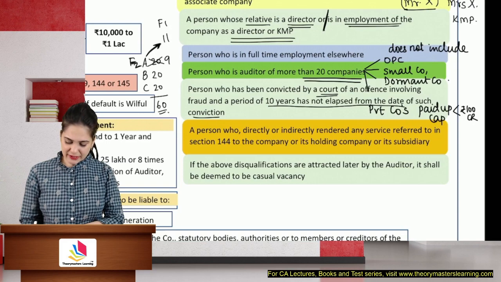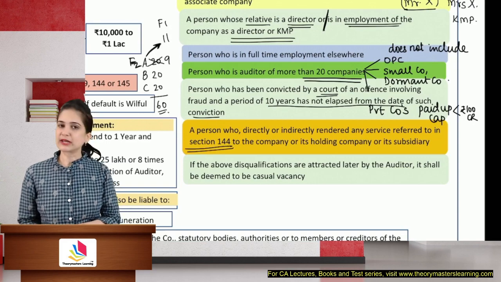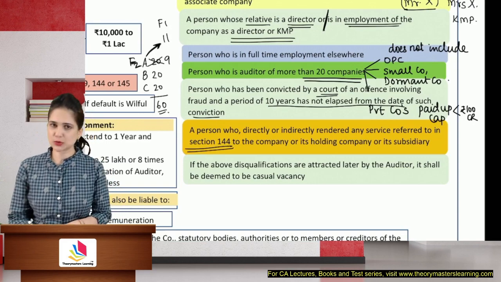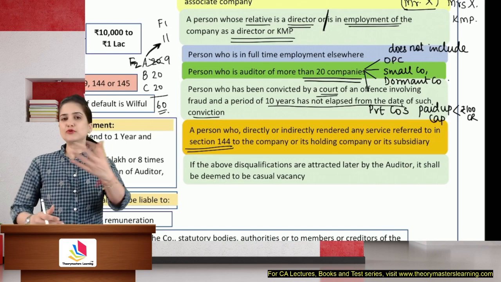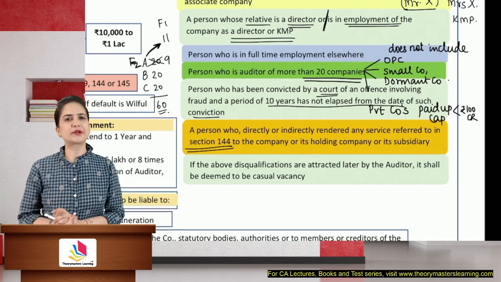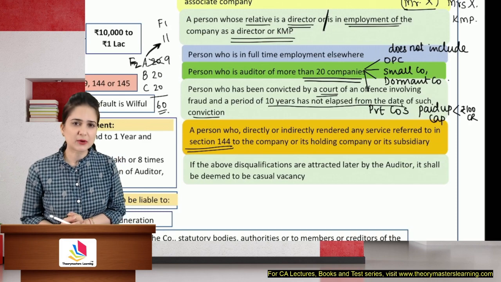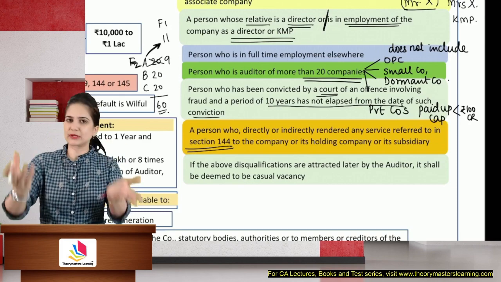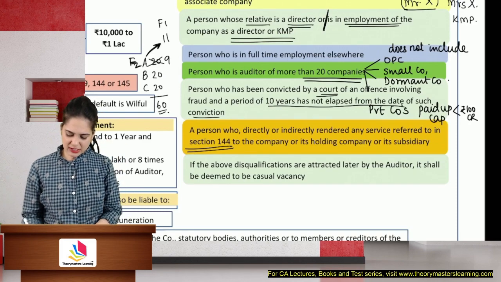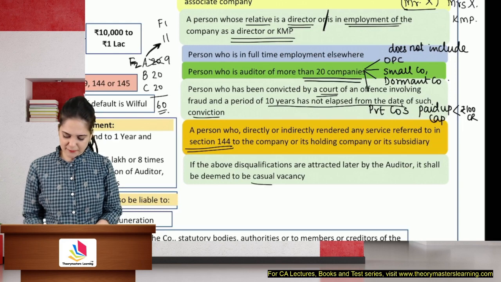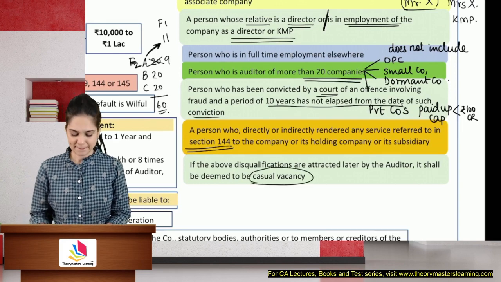Person who either directly or indirectly renders service as provided under section 144, you are disqualified. So if you are providing actuarial services, you cannot be the auditor. If you are providing financial services, you cannot be an auditor. And if you are an auditor, you cannot provide those services. If you attract the above disqualifications, it shall be deemed to be casual vacancy. Okay.